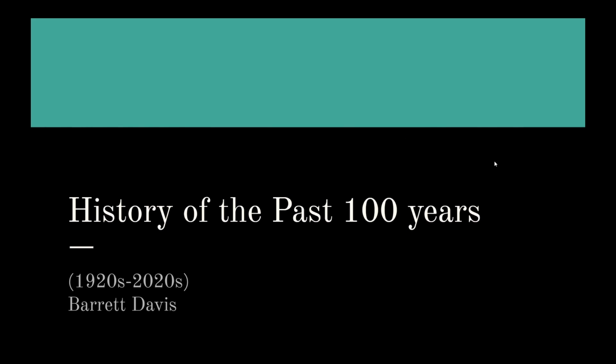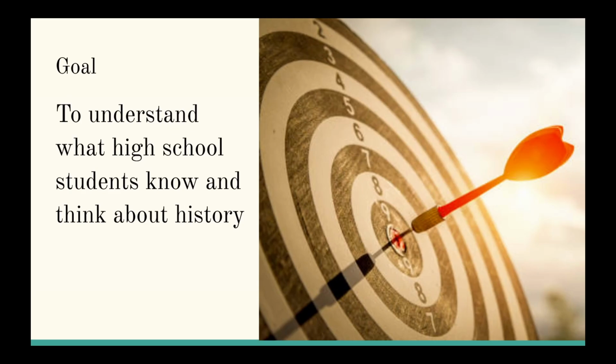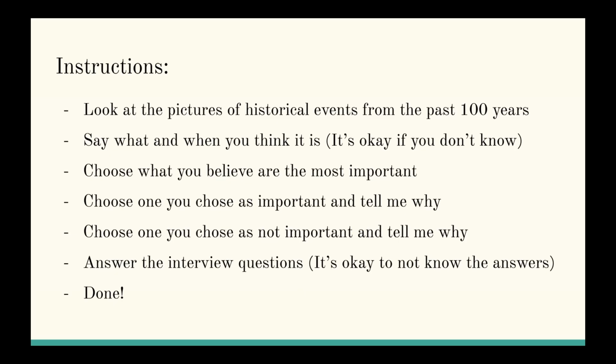Nice. So I'm going to show you some images from the past 100 years, like the 1920s to the 2020s. The goal of this project is to understand what high school students know and think about history. You can look at the pictures and say what you think it is or when you think it is, and it's okay if you don't know. And then after that, I'm going to have you choose which ones you thought were probably the most important events, a few of them.